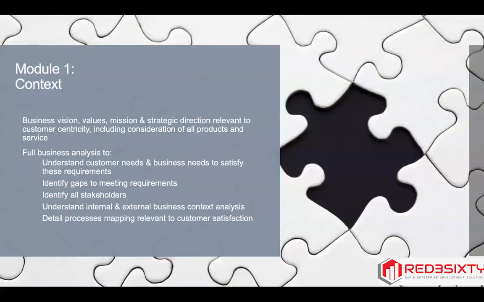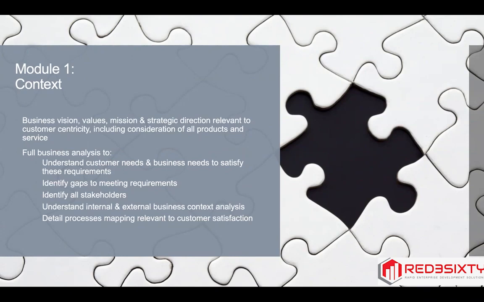If you look at module one within ISO, it is the development around the context. So business, vision, values, mission, strategic direction, relevant to customer centricity, including consideration of all products and services. Full business analysis to understand the customer's needs and business needs to satisfy these requirements. And by now you can already see a lot of these modules are what we covered within the Business Builder module, which is going a step further to taking the customer towards ISO certification already.